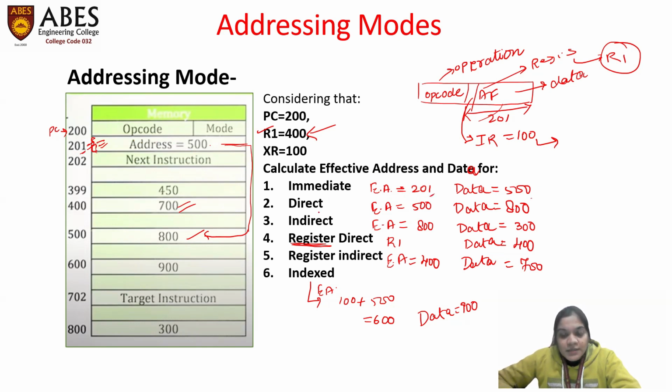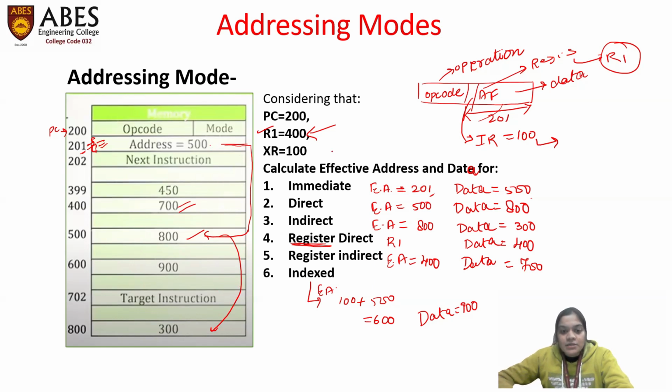In case of direct, you are having the direct value stored in the address field, which is 500. In case of indirect addressing mode, this address is actually the location where your effective address is stored. So this is located and then that particular data is fetched. So in case of indirect addressing mode, you need to locate the memory section twice.